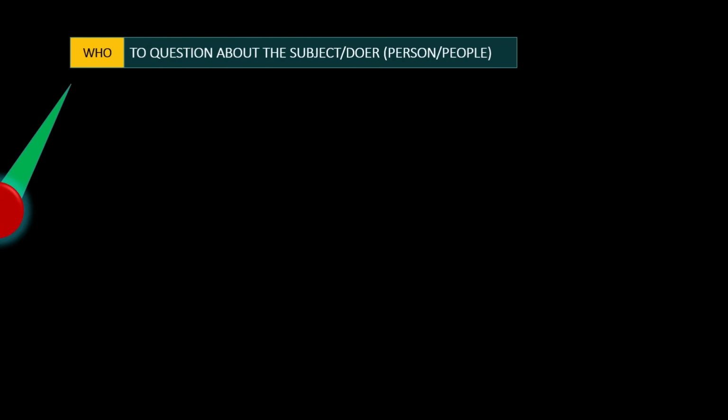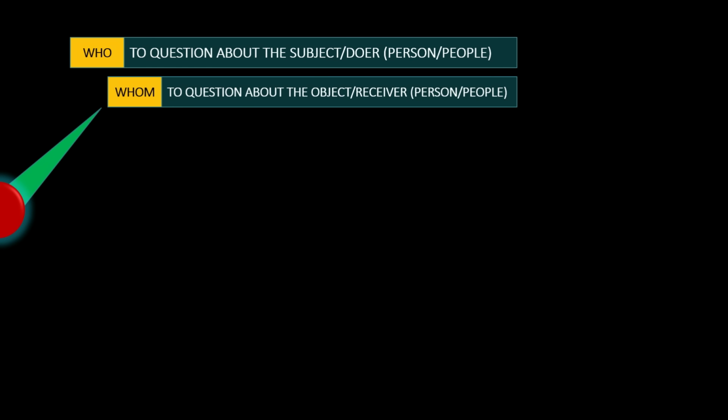The first one is who. This word who is used to question about the subject or doer. Now the doer or subject can be a single person or more than one person. And we use whom to question about the object or receiver. This can be either a single person or more than one person.